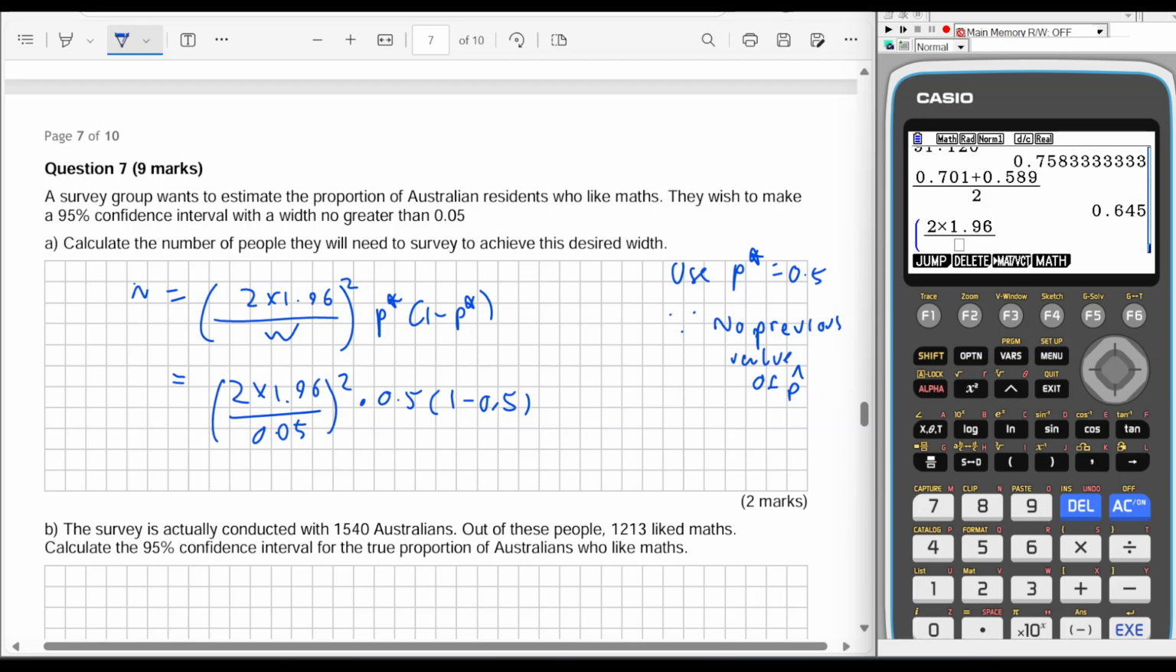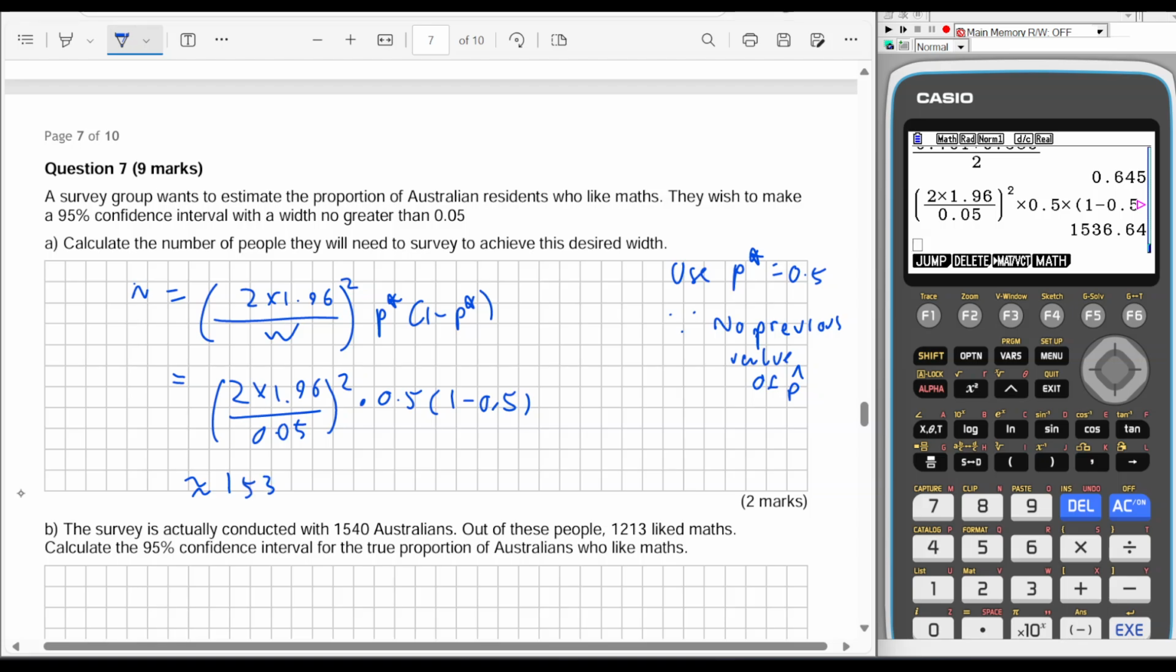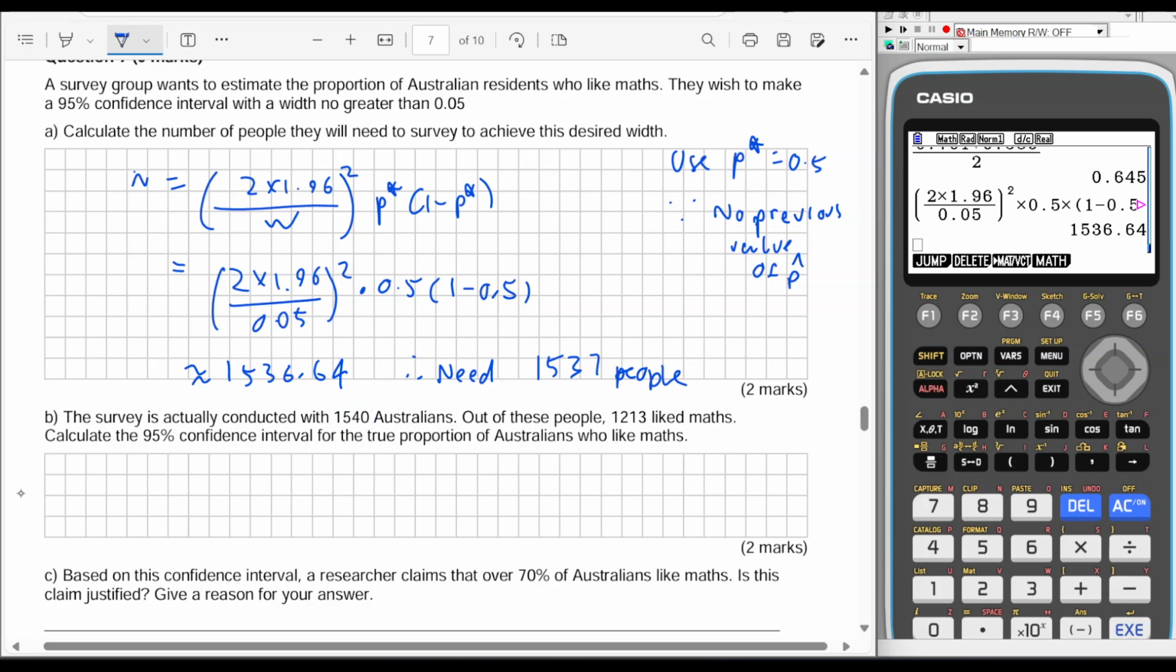I want to stress that the 1.96 number is only there because it's a 95% confidence interval. If it was a different confidence level, you'd have to work it out using inverse normal. So just be aware that can come up. We get 1536.64, and you always round up. So we need 1537 people.